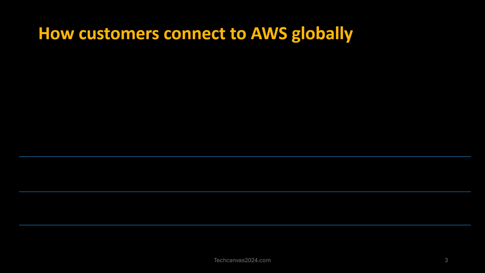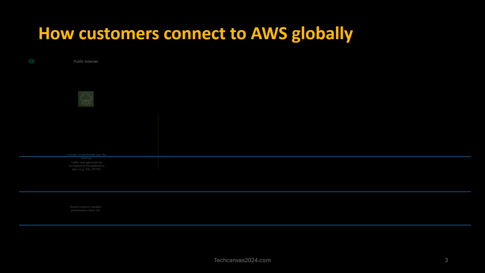So the next main question is how customers connect to AWS globally. Customers can connect to the AWS global network through various methods, each offering different levels of integration, security, and performance. Here I am explaining how each connection method works.